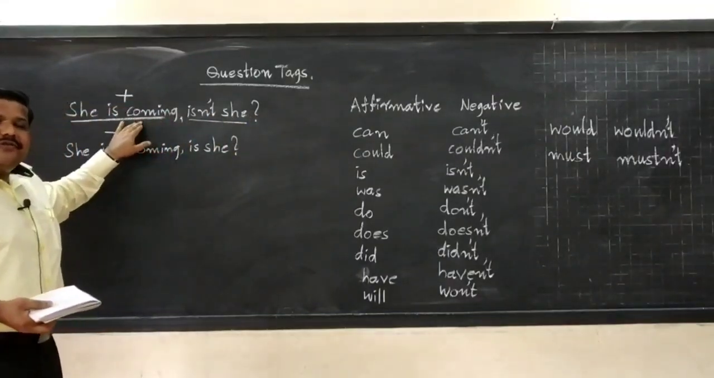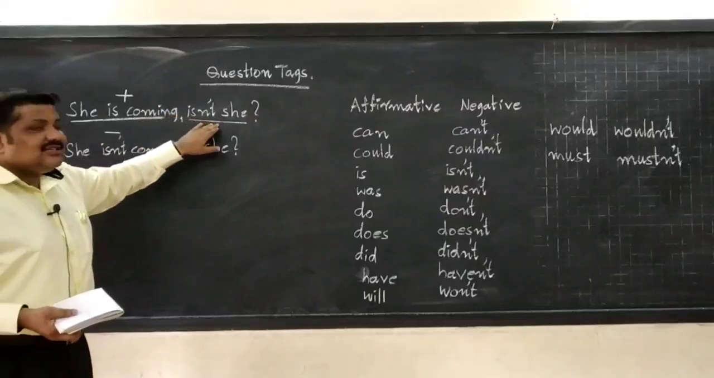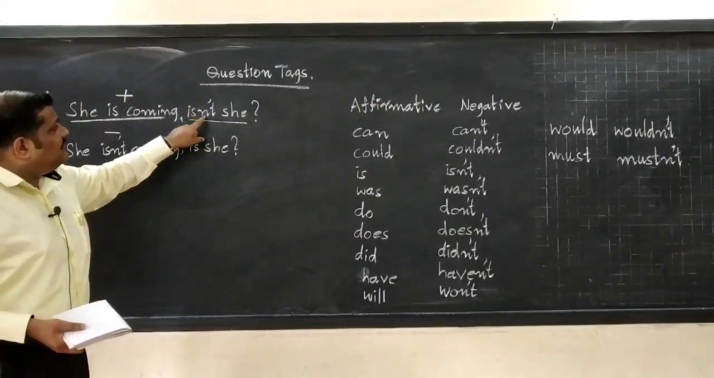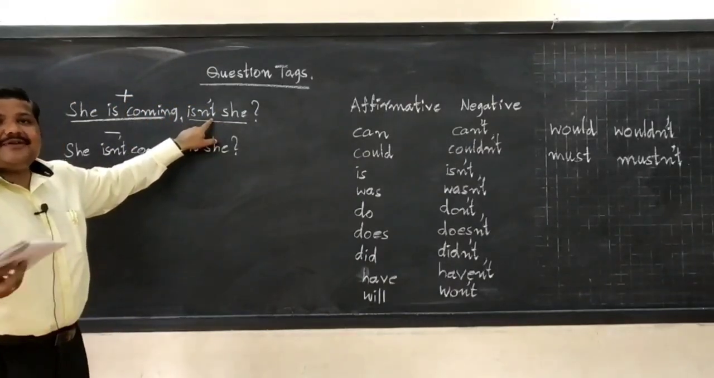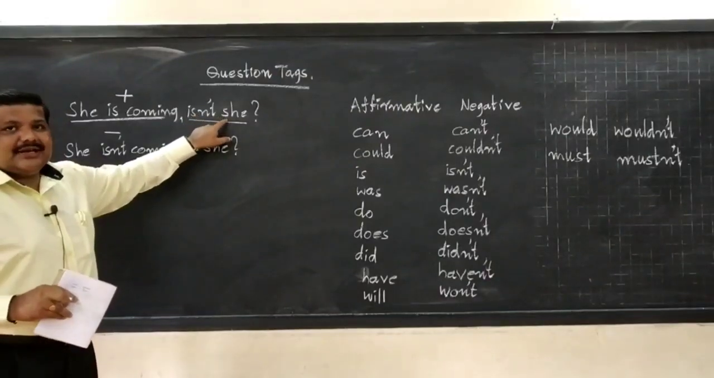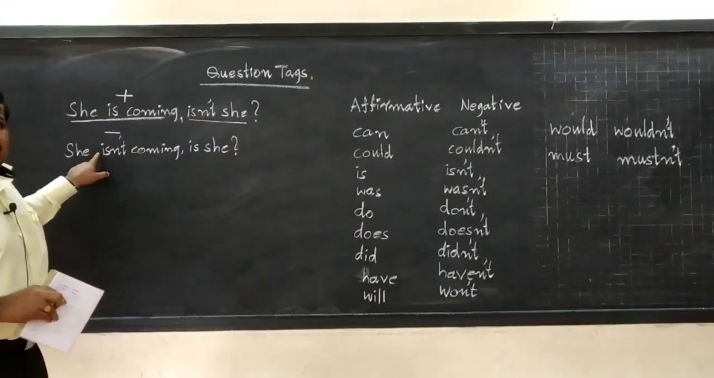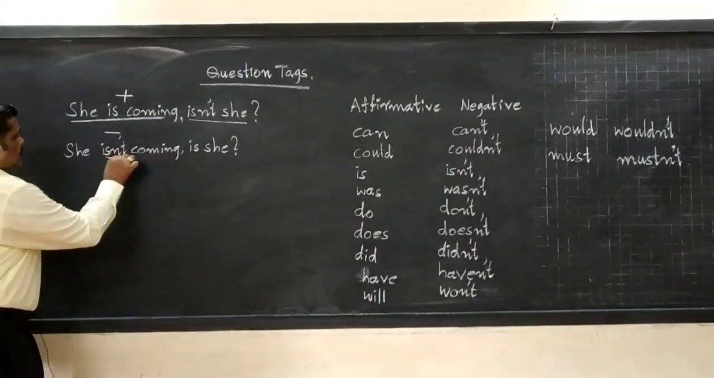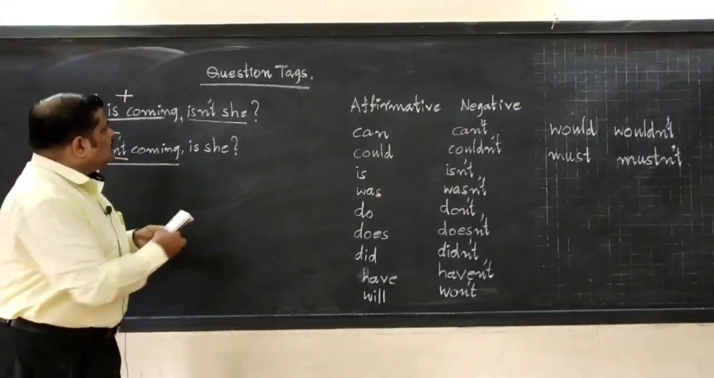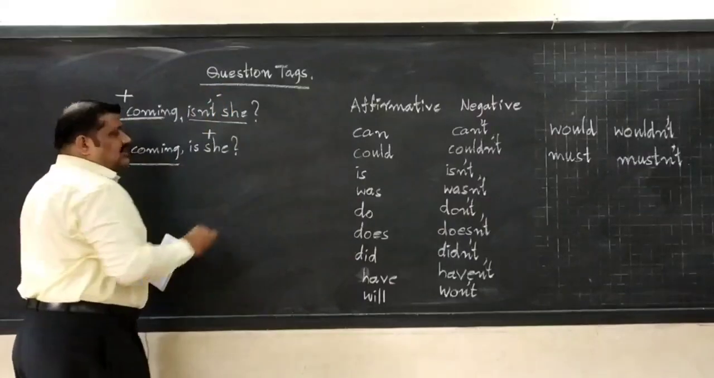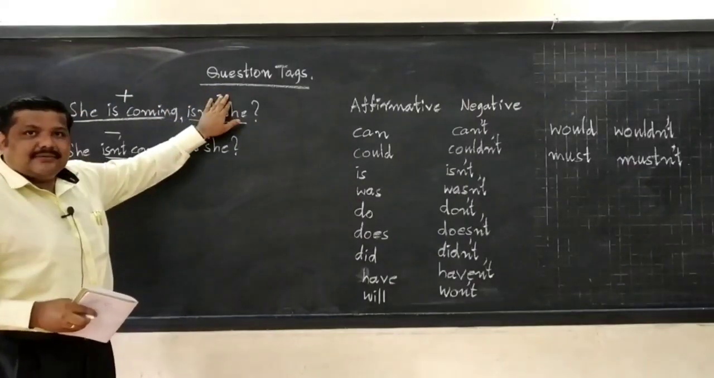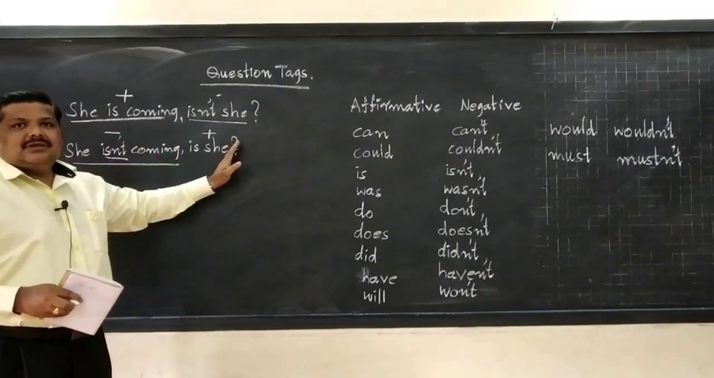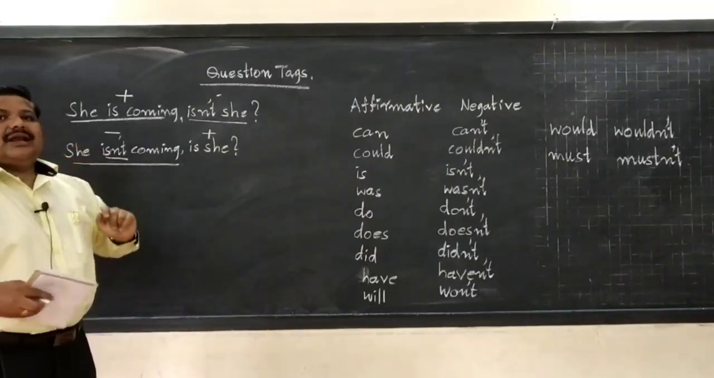See, for example, if your statement is positive, tag is always negative. How do you come to know that it is negative tag? Always n't, negative, and refers to negative. Isn't she? It's a negative tag. Then, if the statement itself is negative, see, action is not taking place, statement itself is negative here, then the tag is positive. So plus, minus, remember, plus, minus, then minus, plus. This is the thing.